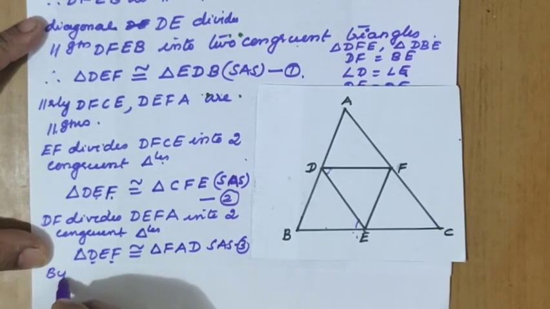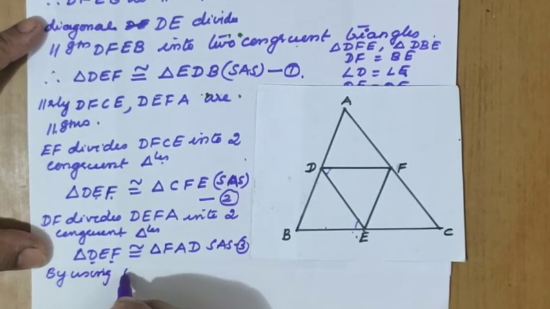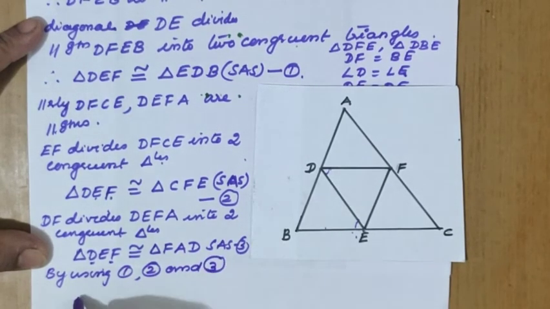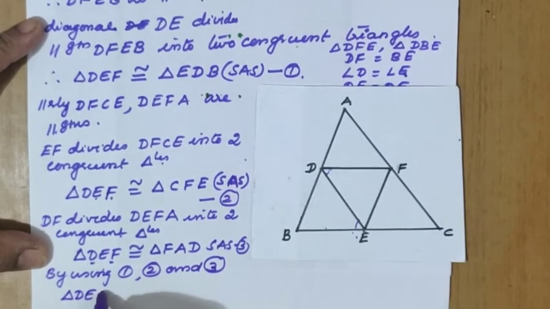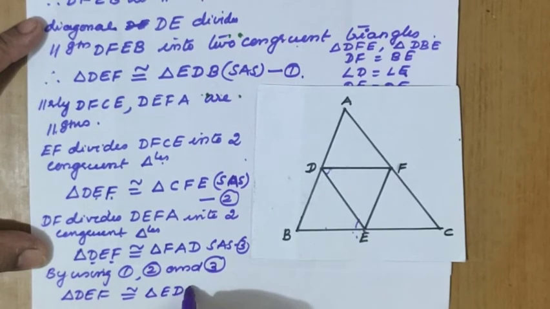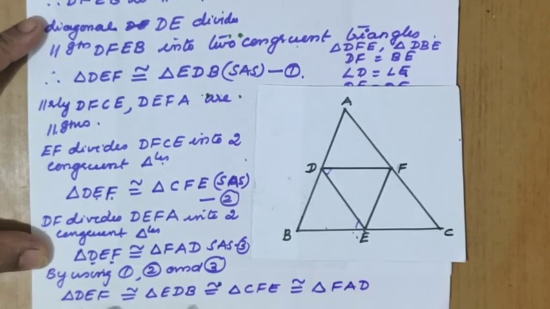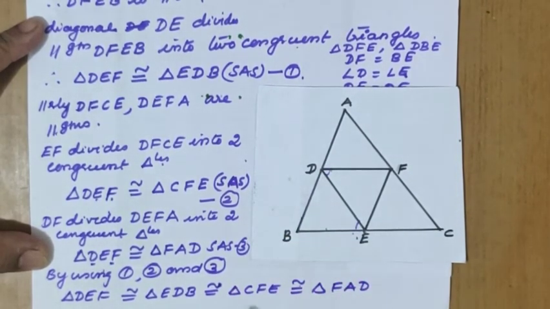By using 1, 2 and 3, what is the conclusion we can make? Triangle DEF is congruent to triangle EDB, congruent to triangle CFE, congruent to triangle FAD. So how many triangles you got now? 4 triangles. So triangle ABC is divided into 4 triangles, hence proved.